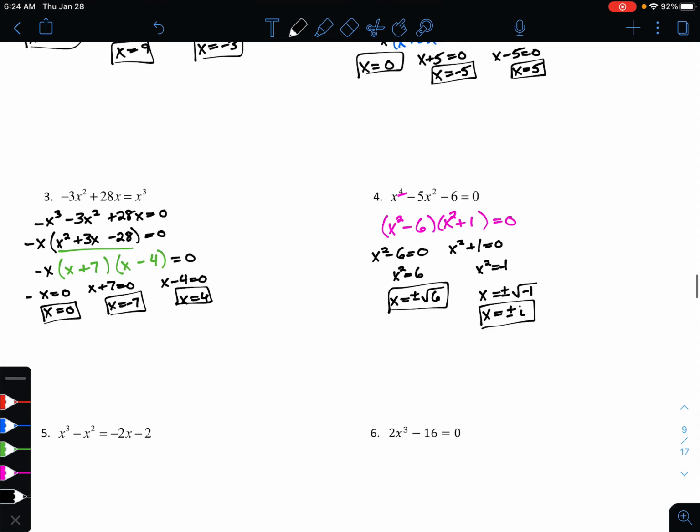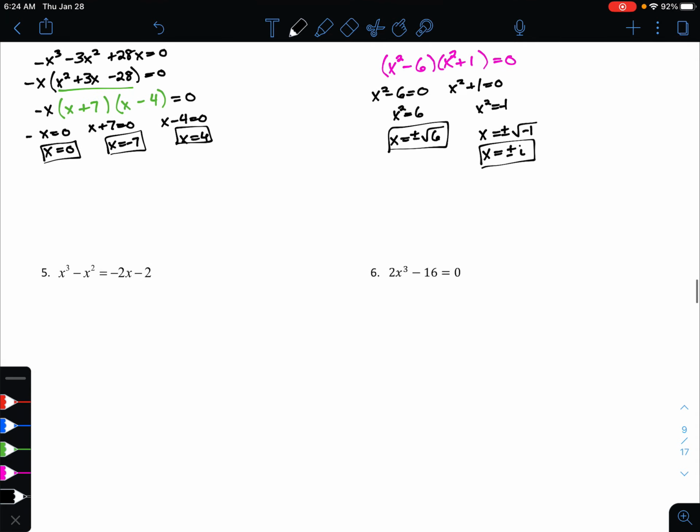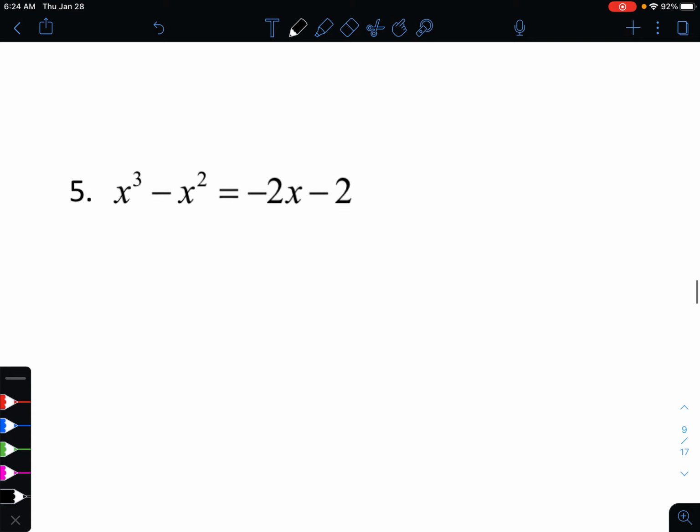All right. Let's take a look at a couple more examples, and then we should be all set. So number 5, x cubed minus x squared is equal to negative 2x minus 2. First thing we're going to want to do is have one side of our equation equal to 0. So let's go ahead and add over the 2x and add over the positive 2 from our right side of the equation, and now we've got it equal to 0.